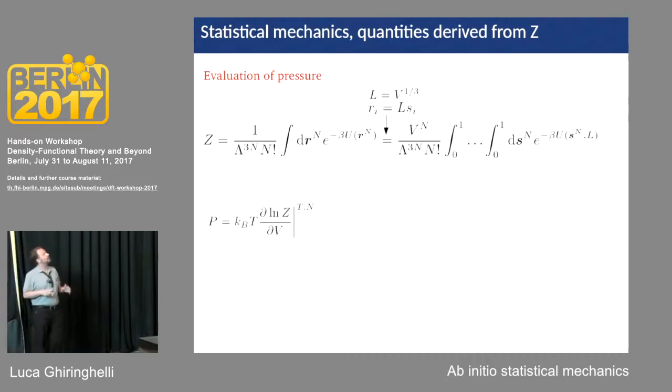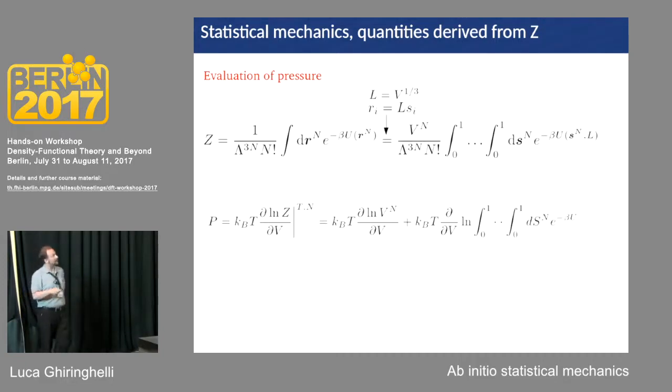And this is another example. I will not insist too much. Also the pressure, if you know the partition function, can be evaluated directly. You have first to rewrite the integral with the scaled coordinates in order to capture the volume dependence. And I put this because what I like is that in this definition of the pressure, there are two terms.